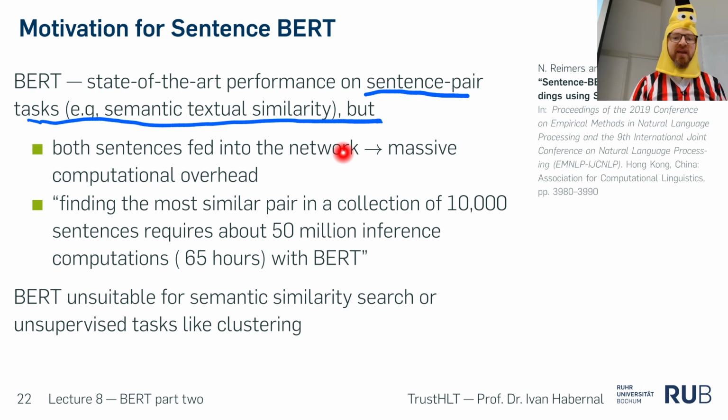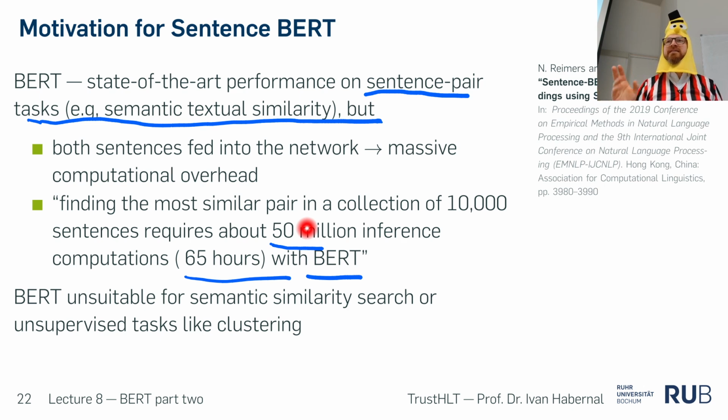They tried with BERT initially, finding the most similar pair. So you want to find two similar documents in a collection of 10,000 documents, and just using plain vanilla BERT, it would take about 50 million inference computations and 65 hours. Imagine if you have a collection of 10,000 documents, it takes you 65 hours to find two very similar documents in a database. I don't think it scales, not really.